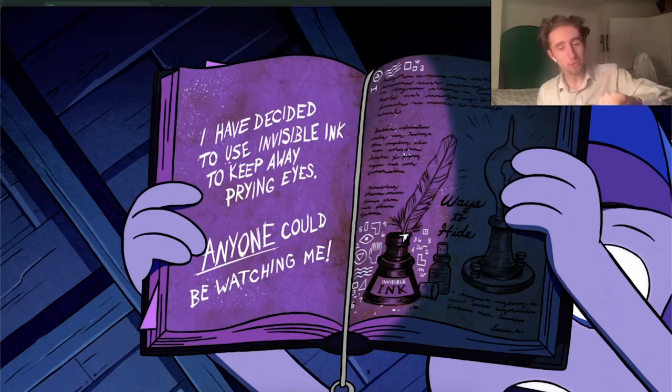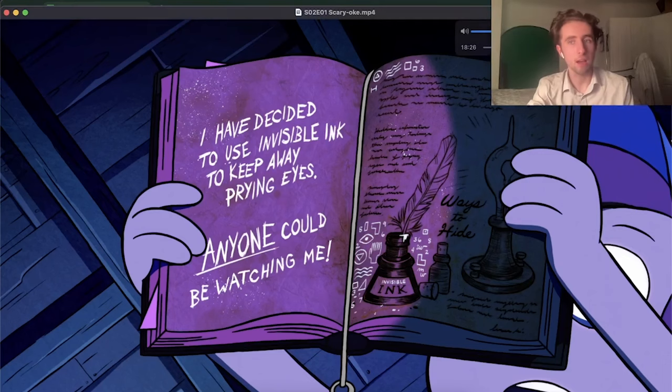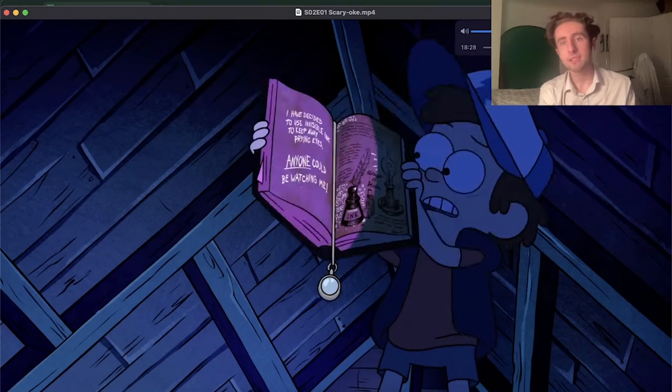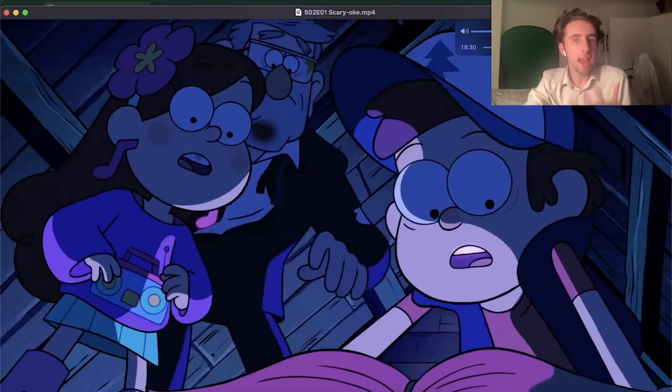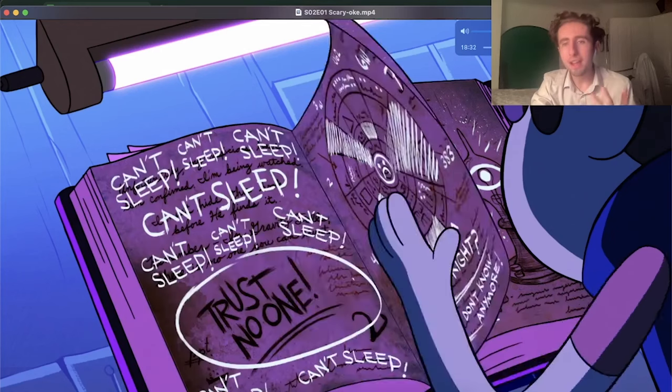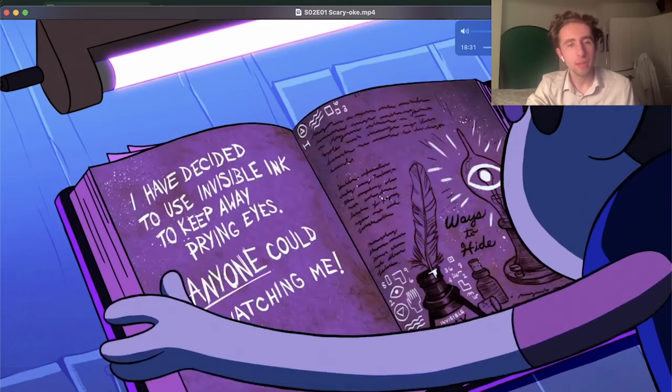Maybe the black light is used because Bill Cipher can't see black light. That would be quite an interesting, not necessarily a twist, but an interesting explanation to why blacklight is actually used. Because it's really cool that blacklight is used, and it's really cool that this is this mysterious book, but at the end of the day, why? Why is it so mysterious? Why do we have to hide things in blacklight, etc.? What is the lore behind that? That light is an eye as well, so "anyone could be watching me" kind of comes into that a little bit.